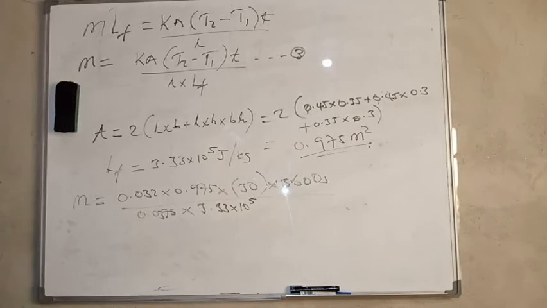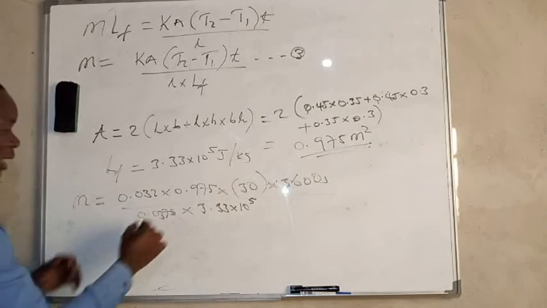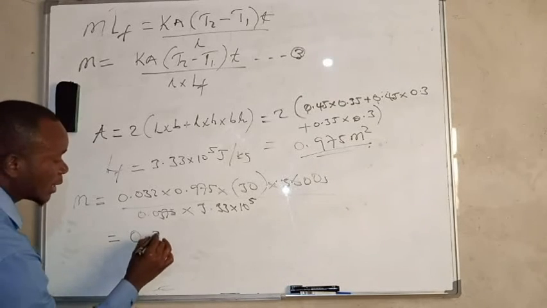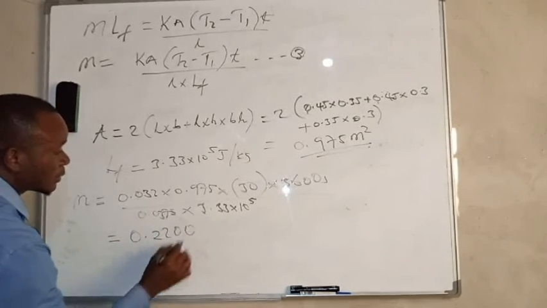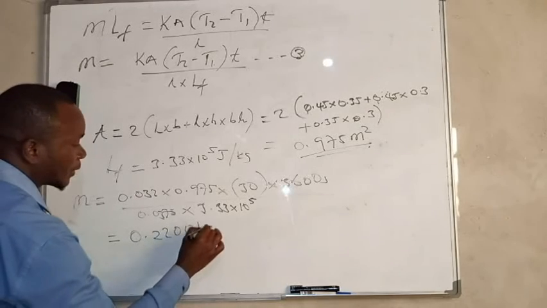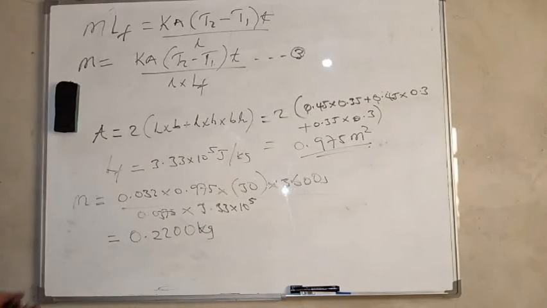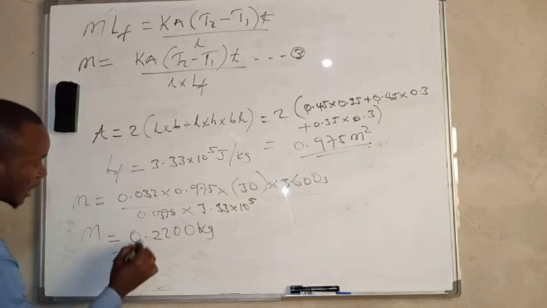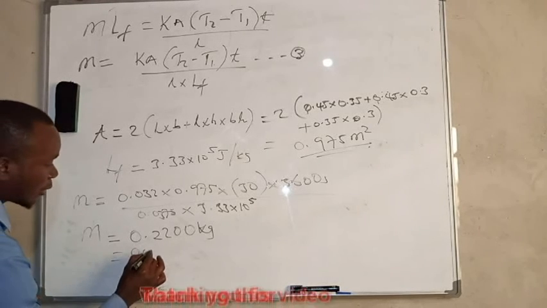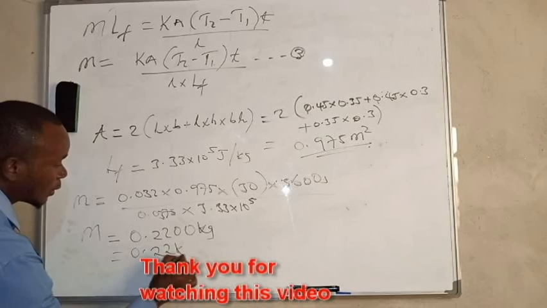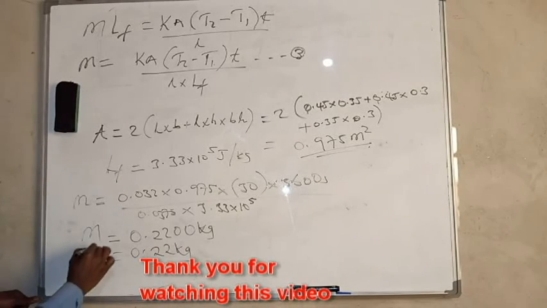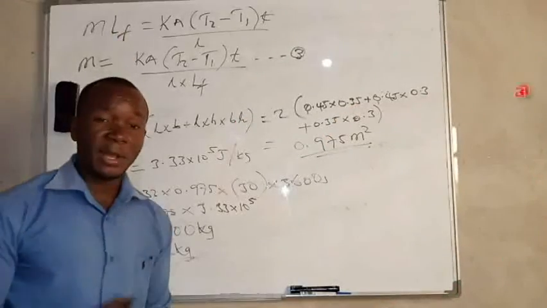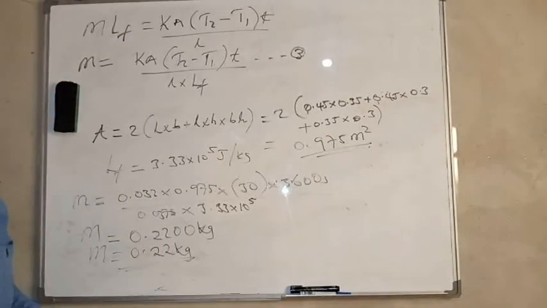When we punch all these values into a calculator, we get 0.2200 kg, the unit for mass. Finally, we can round it off to 0.22 kg. So this is the mass of ice that will melt after 1 hour.